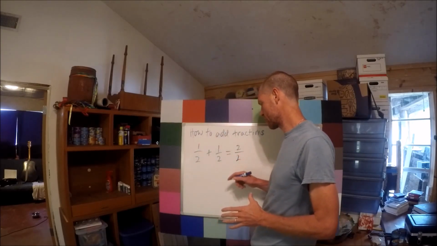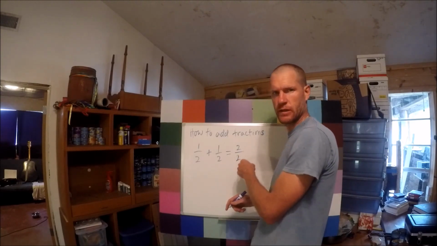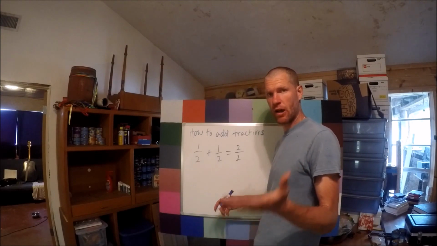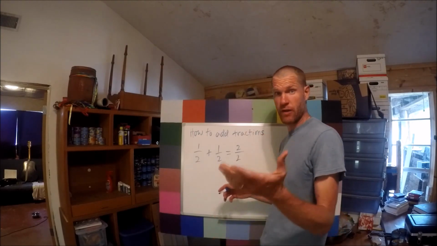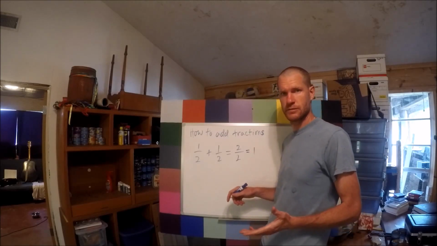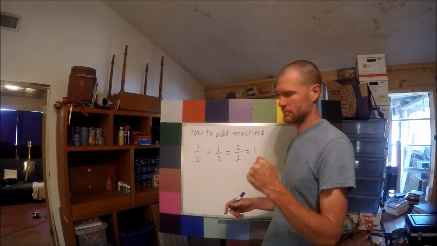So now your answer is 2 halves. And 2 halves make a whole. 2 divided by 2 is 1. Easy, right? Right.